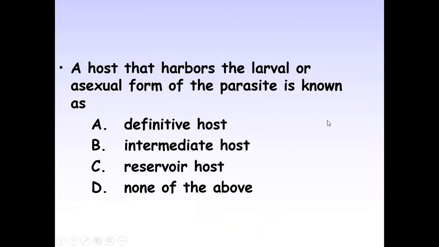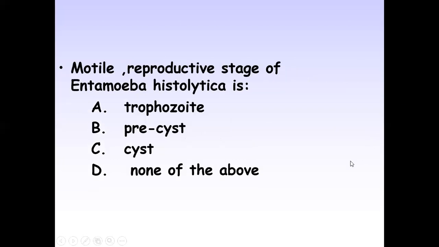A host that harbors the larval or the asexual form of the parasite is known as the intermediate host. And which harbors the adult form of the parasite, that is known as what host? Definitive host. Yes. The motile reproductive stage of Entamoeba histolytica is a trophozoite, a precyst, a cyst, or none of the above? A, trophozoite. Yes, right.